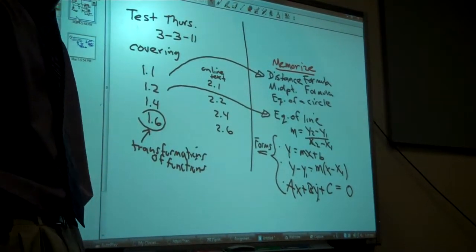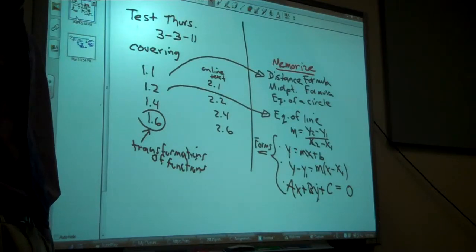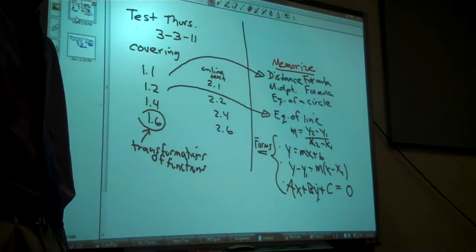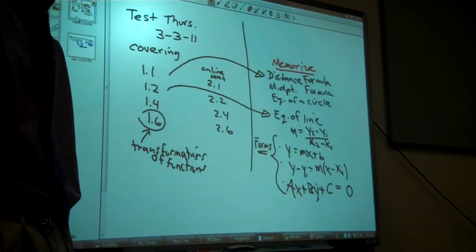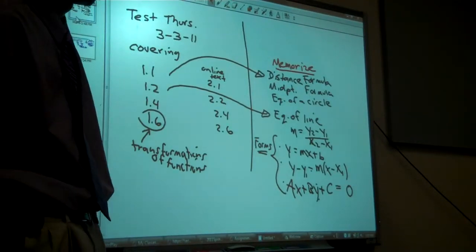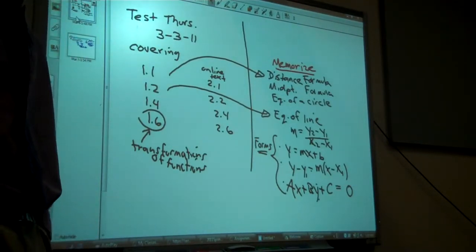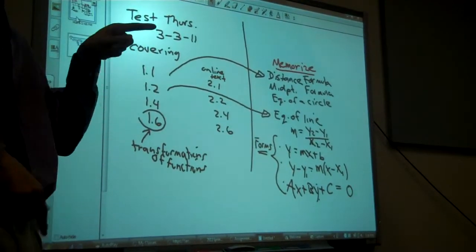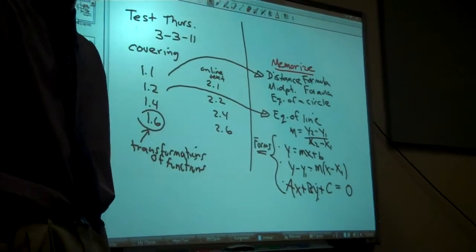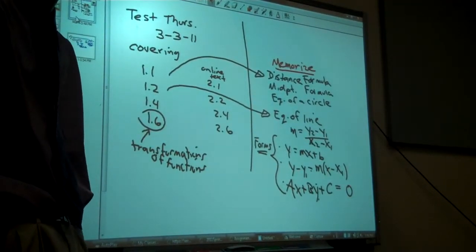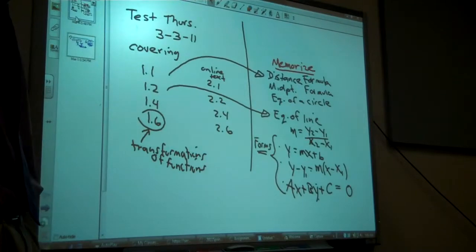Because the second formula, so these are three different versions of the equation of a line. You need to know how to handle all three of them, how to go back and forth between them. I'll be specific about which one I'm looking for when I ask for one of them. More questions?